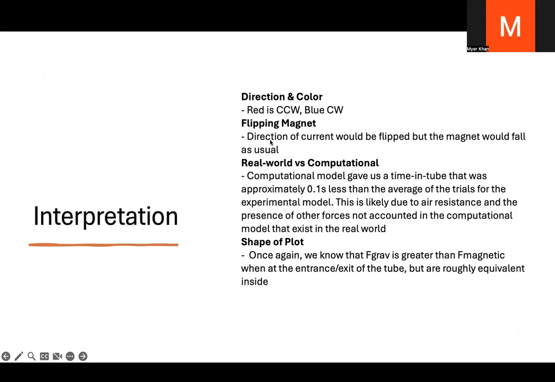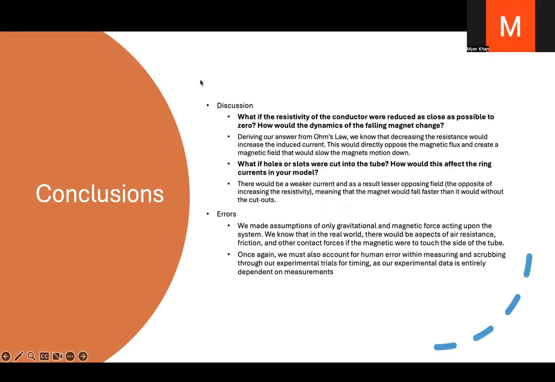In terms of the interpretation questions, we could see from the visualization that red would be counterclockwise and blue would be clockwise. Flipping the magnet, the direction of the current would be flipped, but the magnet would fall as usual. Comparing our models, the computational model gave a time approximately 0.1 seconds less than the experimental, likely due to air resistance and the presence of other forces in the real world not accounted for in the computational model. And once again, we know that the gravitational force was greater than the magnetic force at the entrance and exit, but roughly equivalent inside.